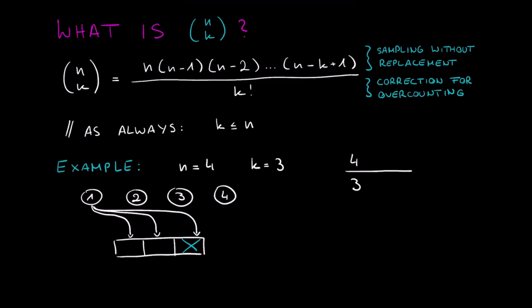Then, for the next sample, we only have 3 objects to choose from and 2 spots left in the outcome box. Thus, we simply multiply with 3 using the multiplication rule and divide by 2 to account for the overcounting. For the final object, we can choose from 2 and have 1 spot left, so we multiply with 2 and divide by 1. This exactly corresponds to the binomial coefficient. If we write out the formula for 4 choose 3, this gives us the following.